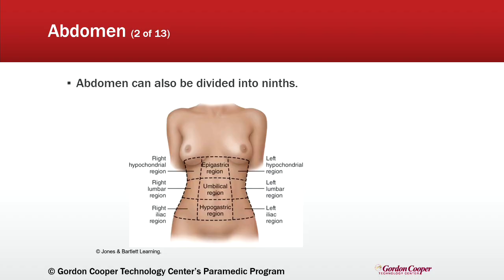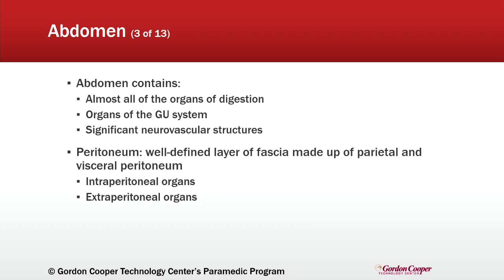This one has the right hypochondrial, the epigastric, the left hypochondrial, right lumbar, umbilical, the left lumbar, the right iliac, the hypogastric, and the left iliac is how they're broken down. And this is especially helpful in traumas, especially with penetrating wounds and that kind of thing, for you to be able to pinpoint where those injuries are.